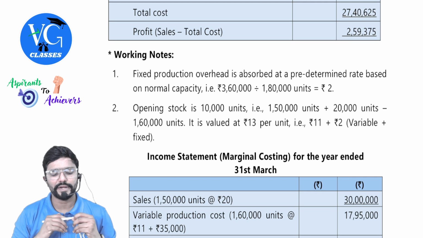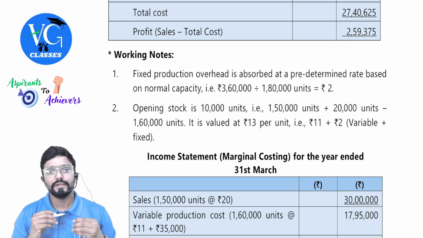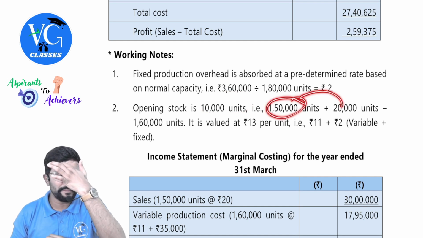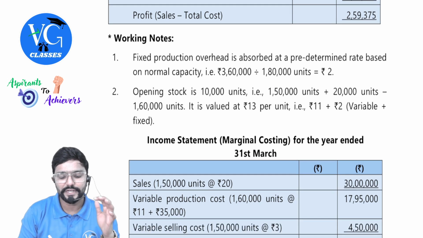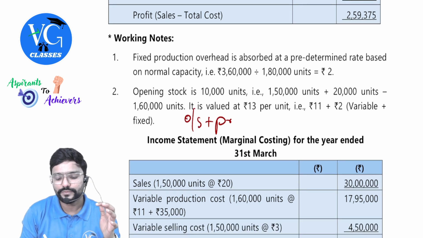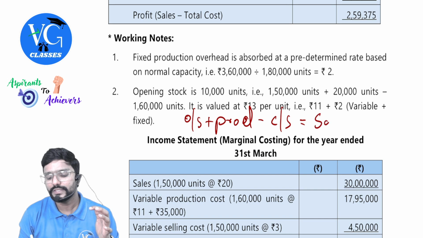For absorption costing, important: opening stock is 10,000 units. How did you get it? 150 plus 20 minus 160. It is valued at 13. You know the equation, na? I will just write it. Opening stock plus production minus closing stock is equal to sales.